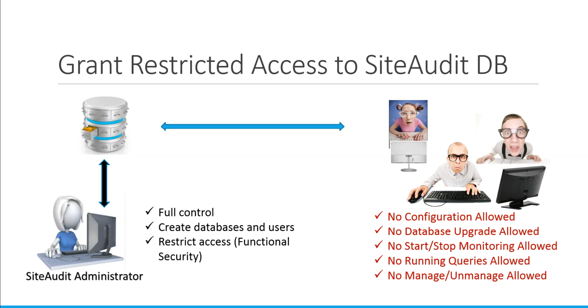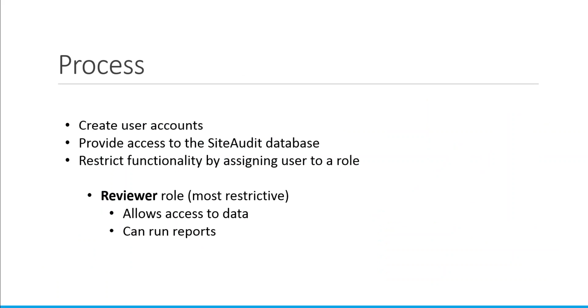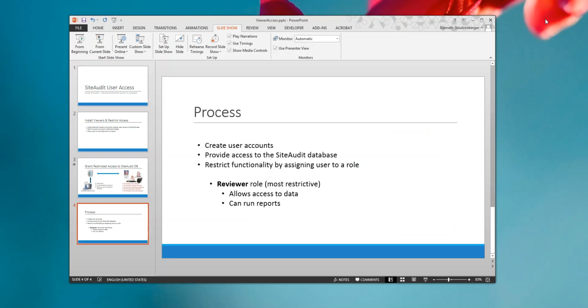The process for doing that is first we're going to create a user account. Then we're going to assign that account access to a SiteAudit database and a role. And as I mentioned, the role that we're going to provide is a reviewer role, since this is the most restrictive role. It will still allow the user to access the data and run reports, but they won't be able to change anything. So let's go ahead and get started with this.